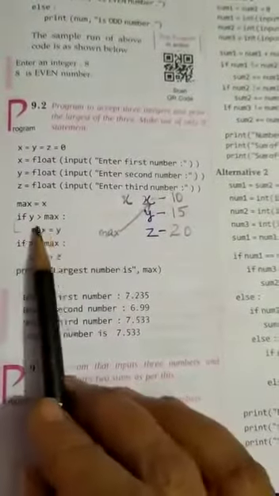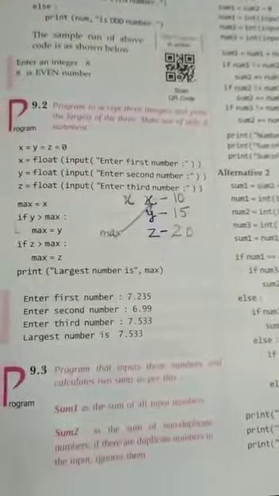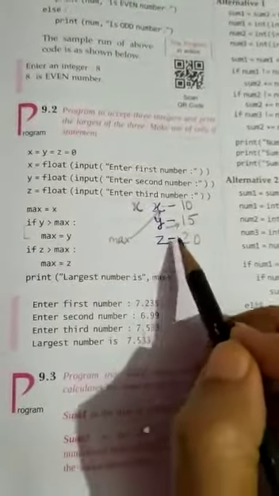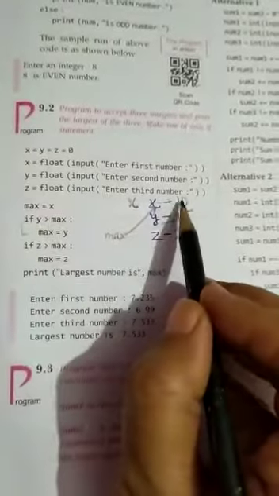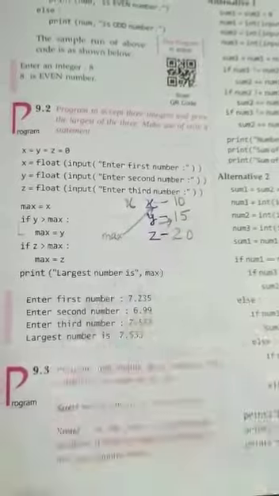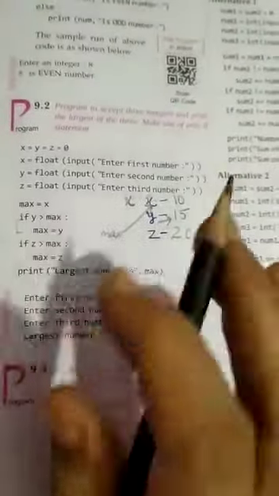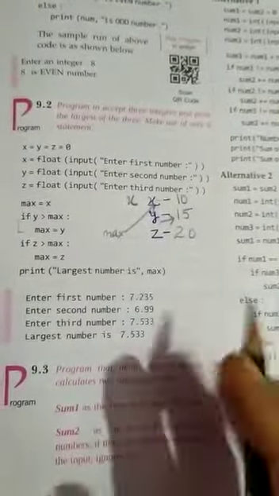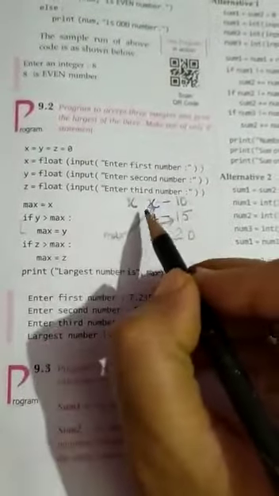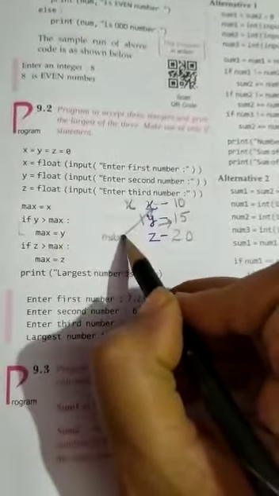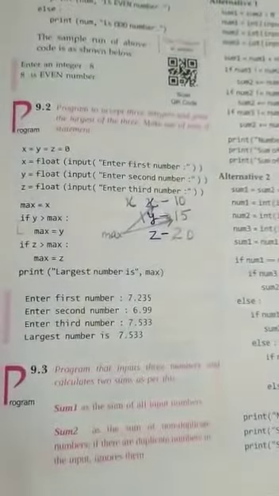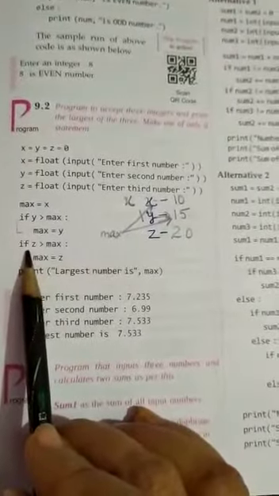Now when I am doing if y is greater than max, means the value to which y is referring, is it greater than max? Yes, it is greater. Because max is pointing to 10 and y is referring to 15. So now this condition is true. ये condition क्या हो गई? True. So max will be assigned y. अब max कहाँ आ जाएगा? उस value को जिसको y point कर रहा है. ठीक है?